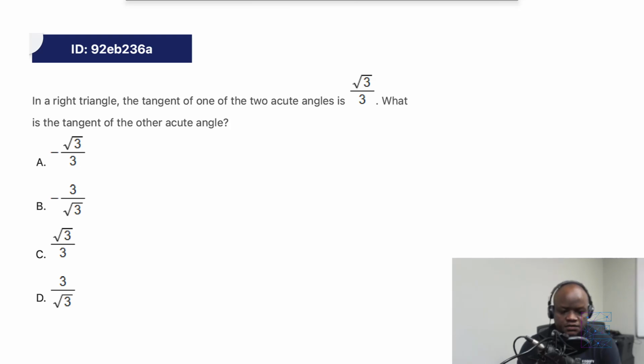In a right triangle, the tangent of one of the two acute angles is √3/3. What is the tangent of the other acute angle?